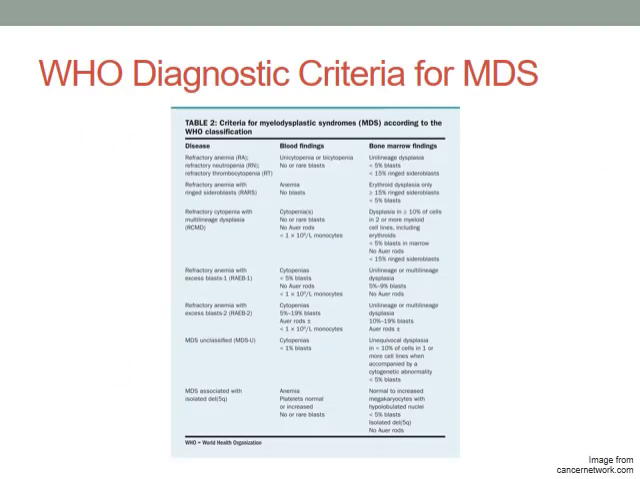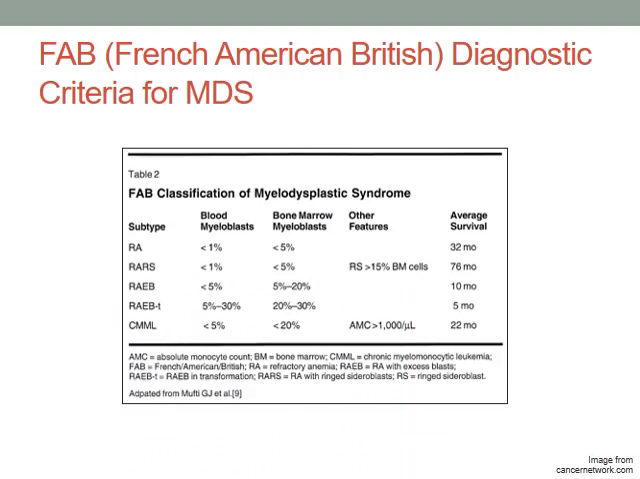Below is the World Health Organization diagnostic criteria for myelodysplastic syndrome. You can see there's a variety of different syndromes here, and this is not something that I want you to memorize, but it is something good to look over. The same is true for the diagnostic criteria by the French, American, British classifications for the myelodysplastic syndromes, which is on the next slide. It is, again, important to be familiar with these, but I do not want you to memorize this chart.